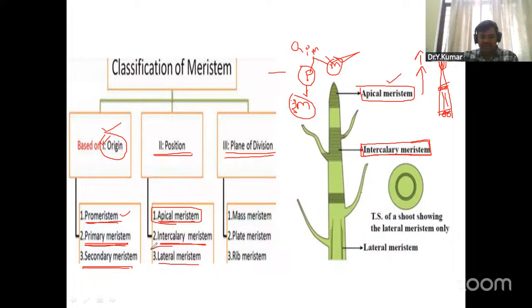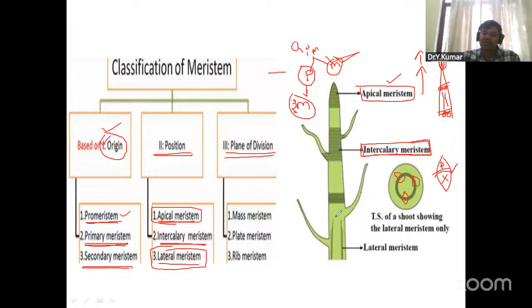Actually, this lateral meristem is present inside the vascular bundle. If you take a section cutting, for example, these are the vascular bundles. If you take one vascular bundle, here clearly, there is meristematic tissue with xylem inside and phloem outside. This meristem is called lateral meristem.